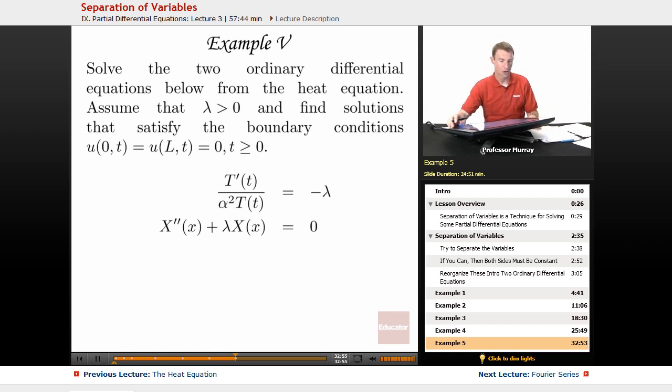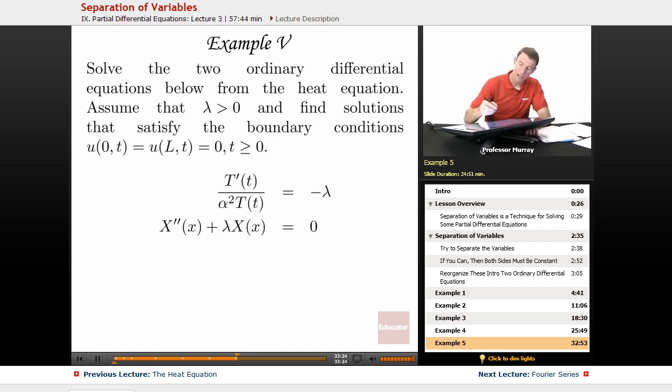So we're going to solve the two ordinary differential equations below that came from the heat equation, from the partial differential equation that was the heat equation. It gives us a little hint here. We want to assume that lambda is positive, and we're going to try to find solutions that satisfy the boundary conditions u(0,t) = u(L,t) = 0. So we're going to try to find solutions that also satisfy that.